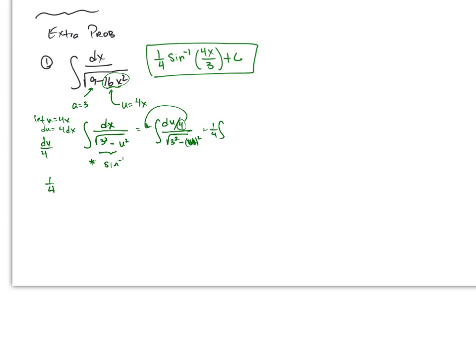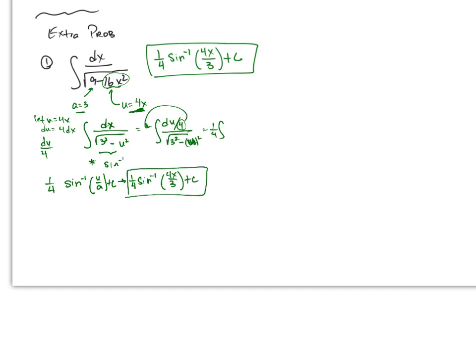This has nothing to do with the formula. This is just the constant that comes outside. And this will be inverse sine, and I'll have u over a plus c. So we end up with 1/4 inverse sine of u, which is the 4x, and the a, which is 3, so 4x over 3 plus c.